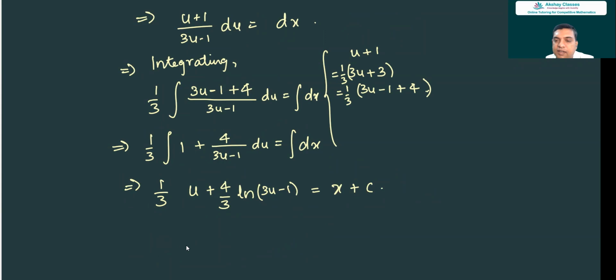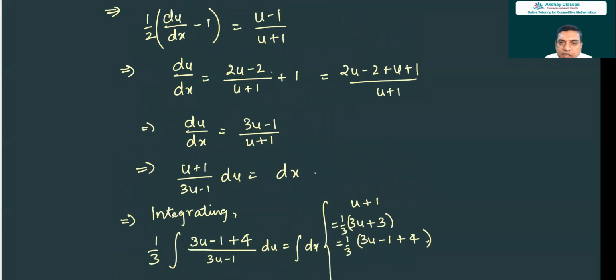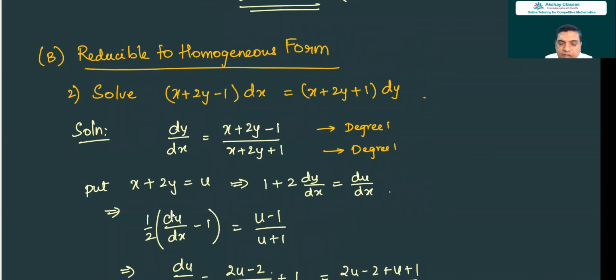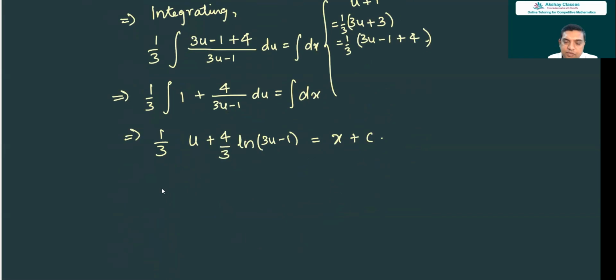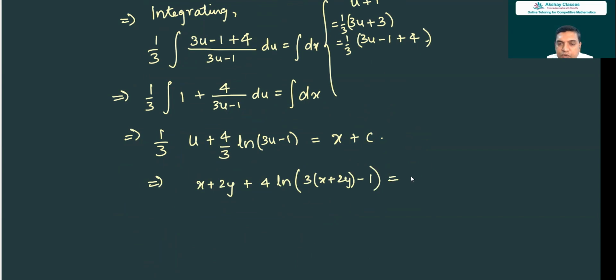If we want, we can write log. And now substitute u as x plus 2y. So take 3 to the other side, x plus 2y plus 4 times log of 3 times x plus 2y minus 1 is equal to 3x plus 3c. So there's a solution.